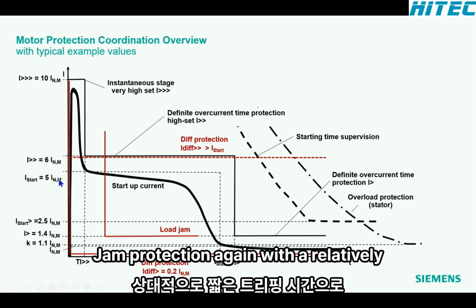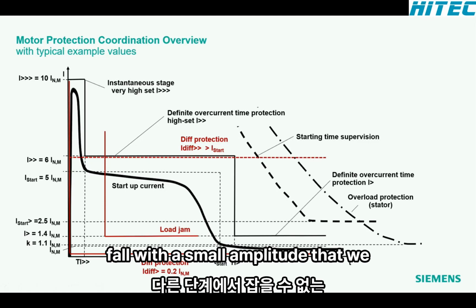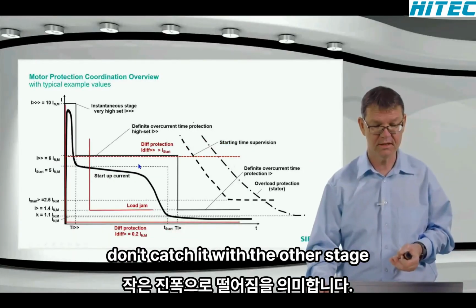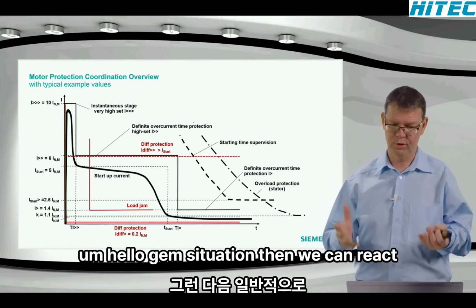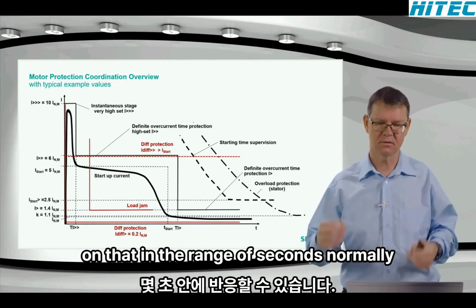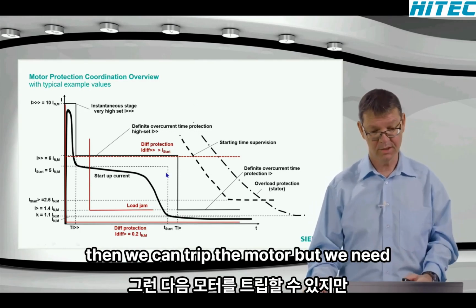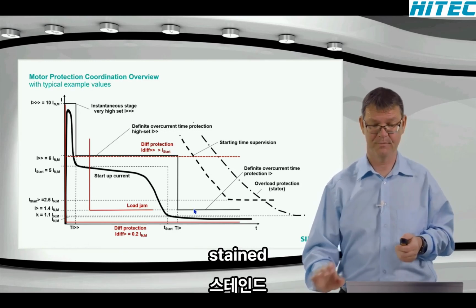Again, with a relatively short tripping time, that means if something happens, either a fault with a small amplitude that we don't catch with the other stage, or a load jam situation, then we can react to that, normally in the range of seconds, and trip the motor. But we need to be sure that we are in the running state.